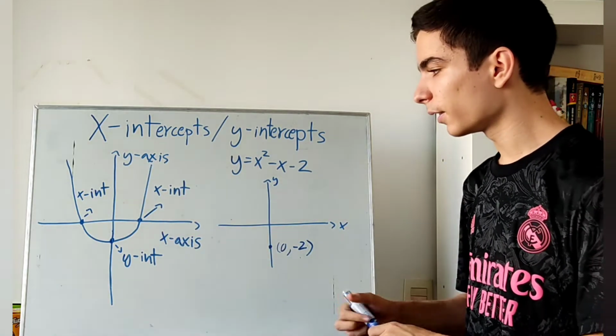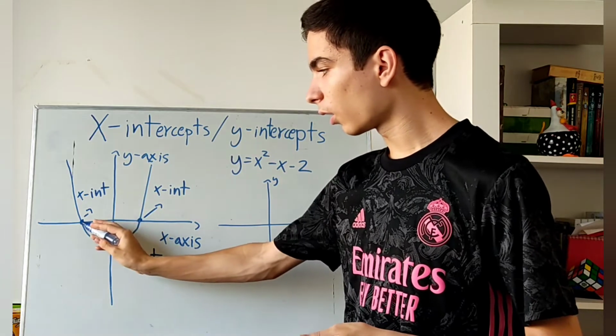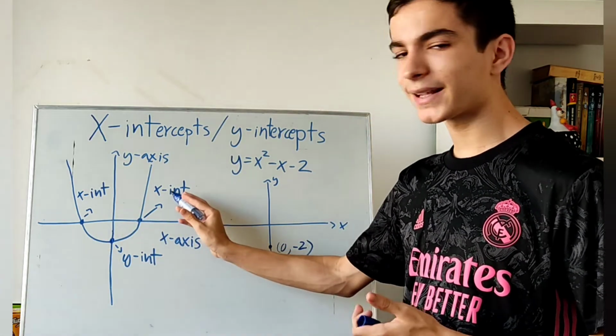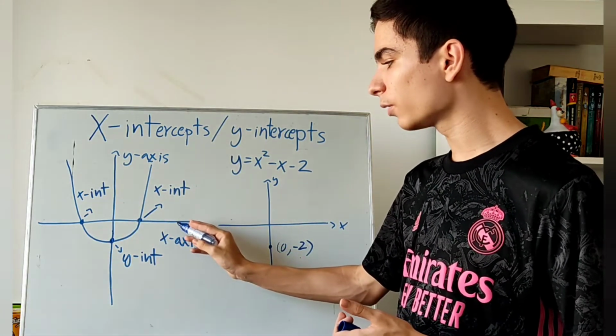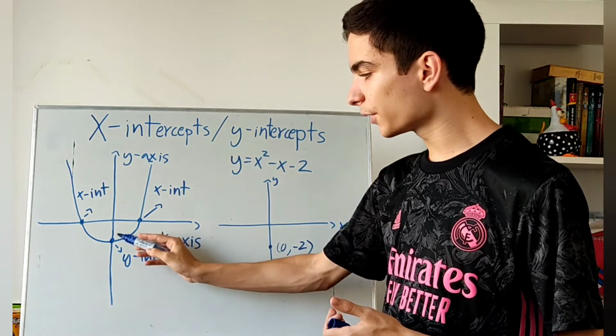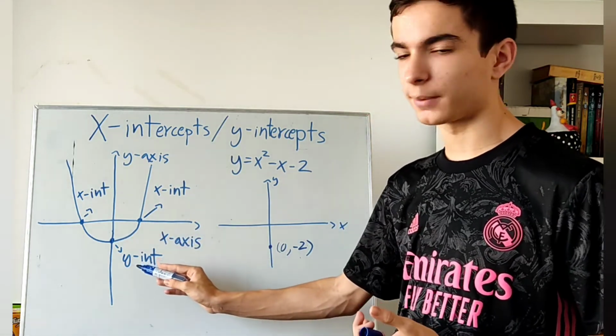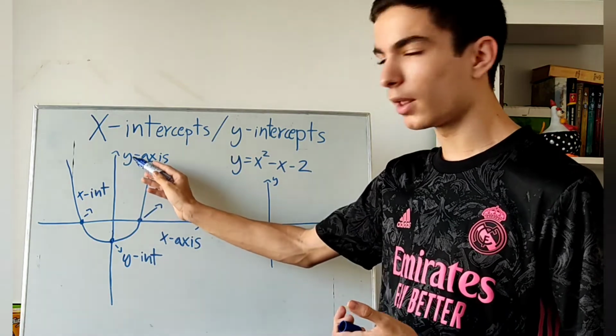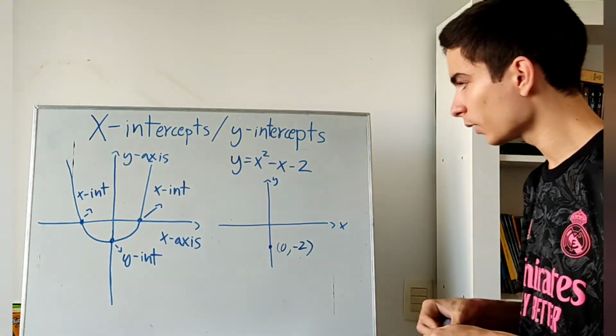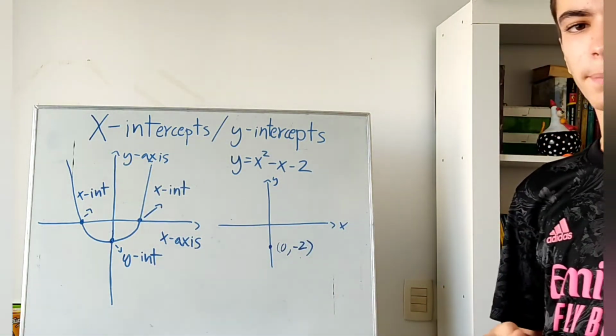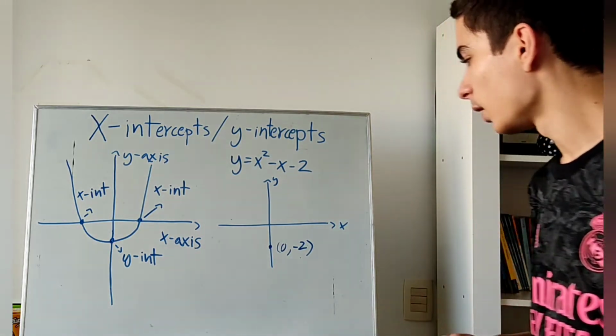So in this graph, these 2 points here are going to be the x-intercepts of the graph as they cross the x-axis, and this point right here is going to be the y-intercept. At this point it is going to cross the y-axis. Now, how do we find these? Based on a quadratic equation.